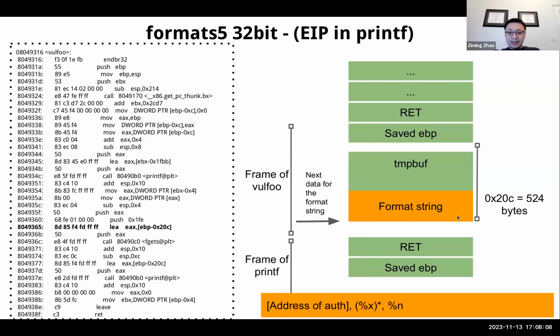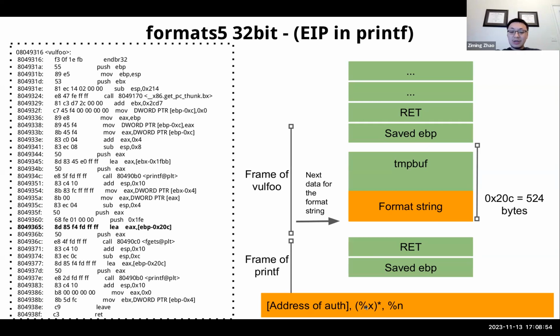So our idea will be something like this. Our format string, our input, our exploit will look like this. At the very beginning, it will have the address of that global variable auth. Then it will have many %x there. This %x is basically to skip the items on the stack. The ultimate goal is to have a %n there corresponds to the address of the global variable auth.